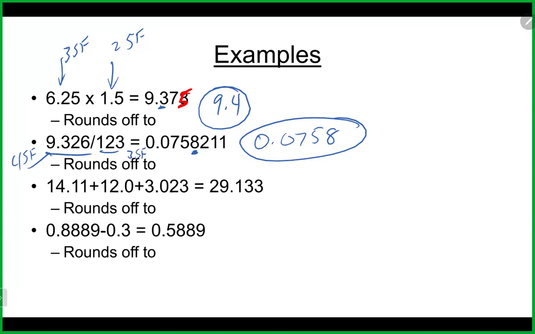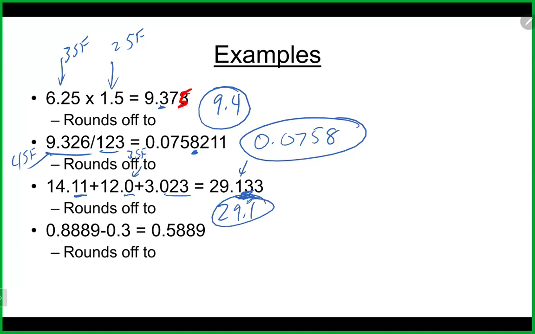Next, we are adding, so we are looking at decimal places, not significant figures. So 2, 1, 3, and 3. So that looks like one. One decimal place is the smallest, so we will come out to one decimal place there, and we'll drop the rest, so 29.1.